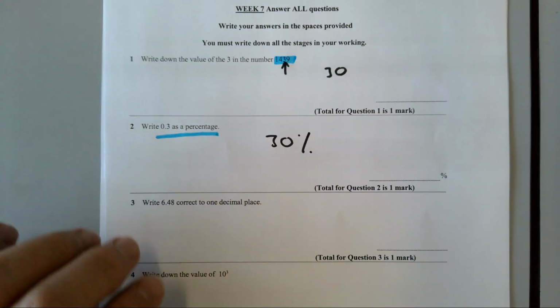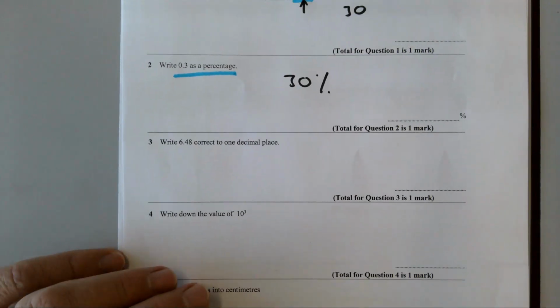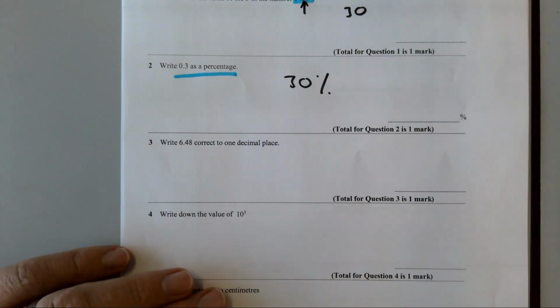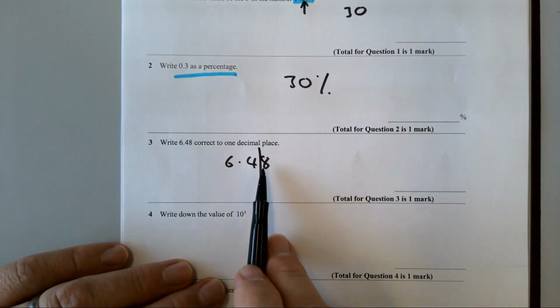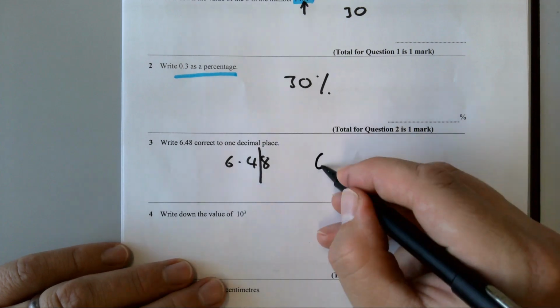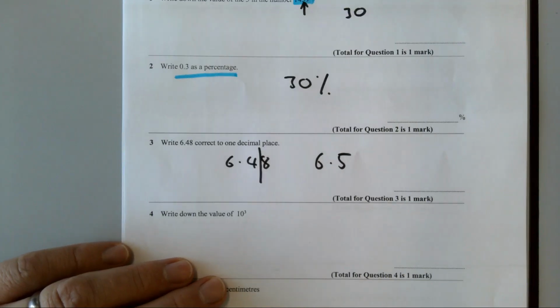Question number 3, write 6.48 correct to 1 decimal place. So 6.48 to 1 decimal place, so I'm cutting it there. It's 5 or greater after my line, so it's going to round it up to 6.5. So 6.5 is my answer.